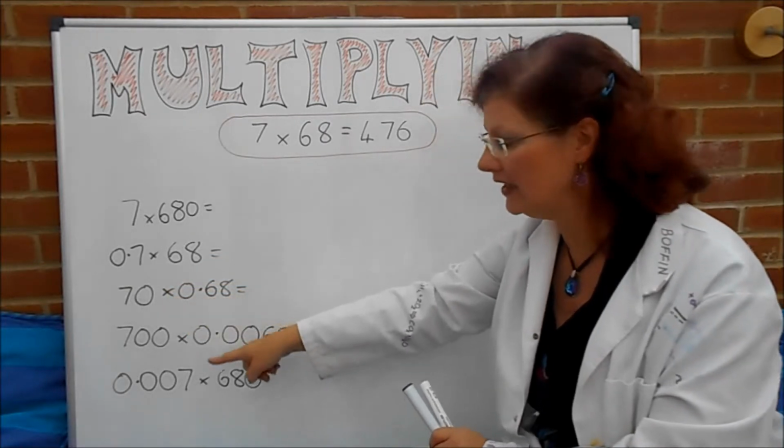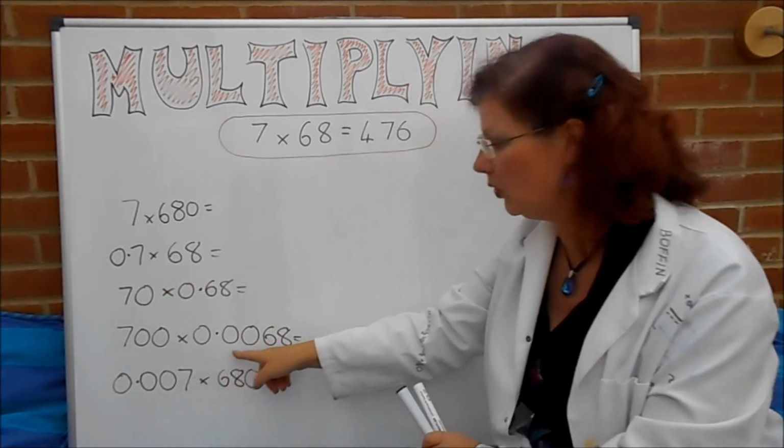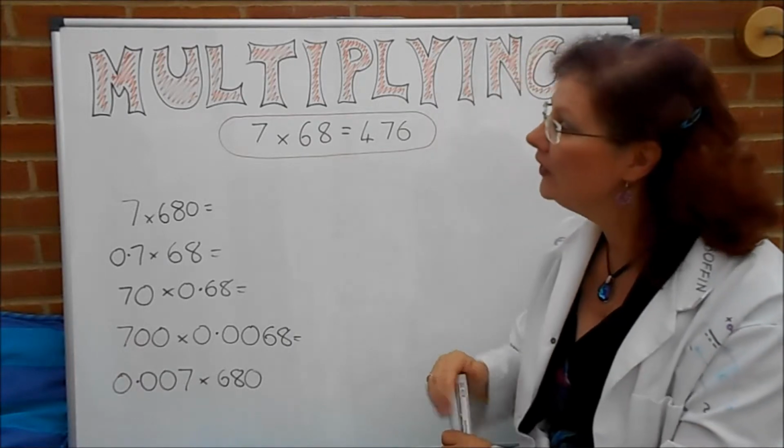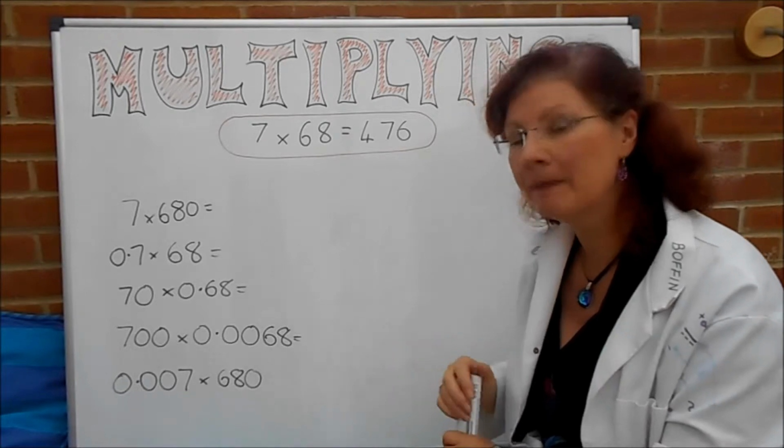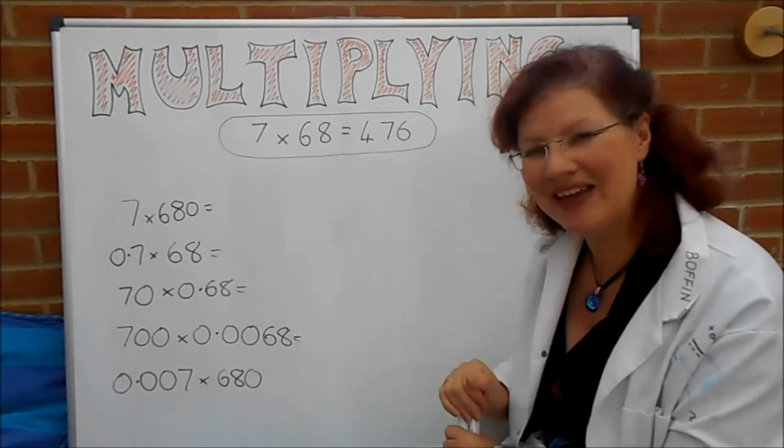Some have got zeros at the end, some have got decimal points in, quite a lot of decimal points in some of them. So all of them are going to have 476, but with decimals in different places. So have a go at those and we'll work through them together afterwards.